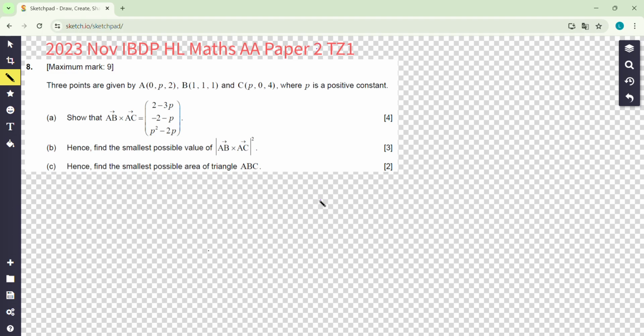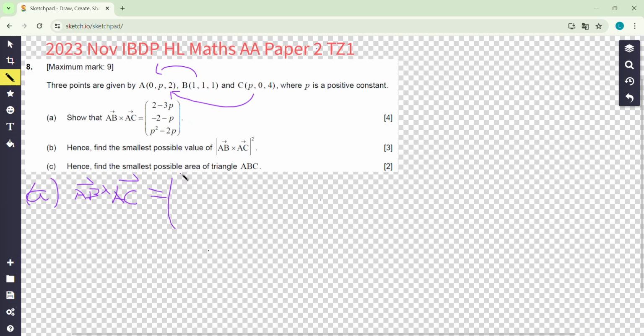Welcome back. Question 8 is about cross product. First of all, you have to find out the two vectors AB and AC. AB is B minus A, right? AC is C minus A. So we have them correct. So AB cross AC. Remember, B minus A and C minus A.